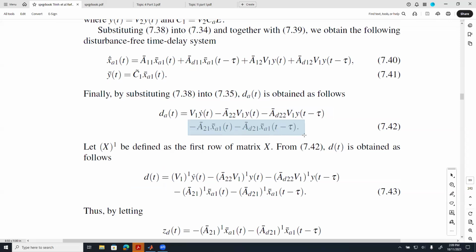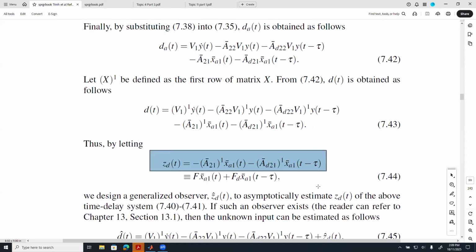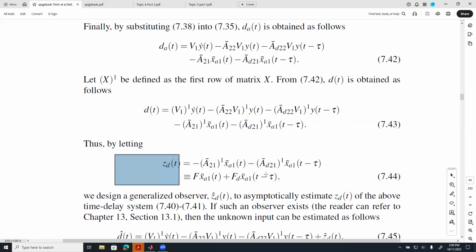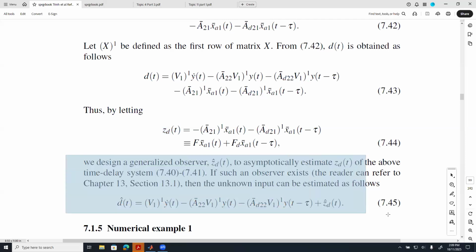And the first row, this one here, is a generalized functional containing two functionals. So if we want to estimate only this unknown input, we just pick the first row of it. And that's where we got this scalar generalized functional. We can then design a generalized functional observer for that one, to asymptotically estimate it. And that's where the development of our generalized functional observers in chapter 13 can then be applied.